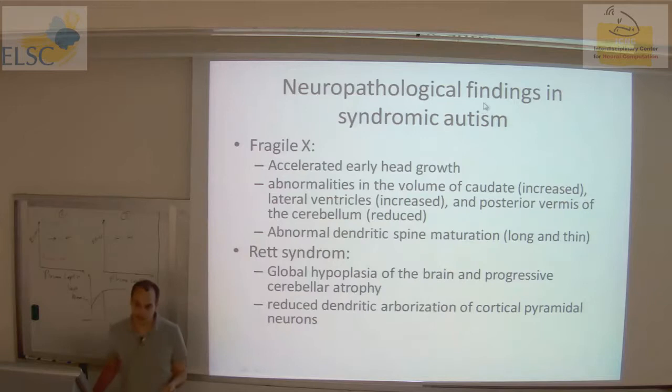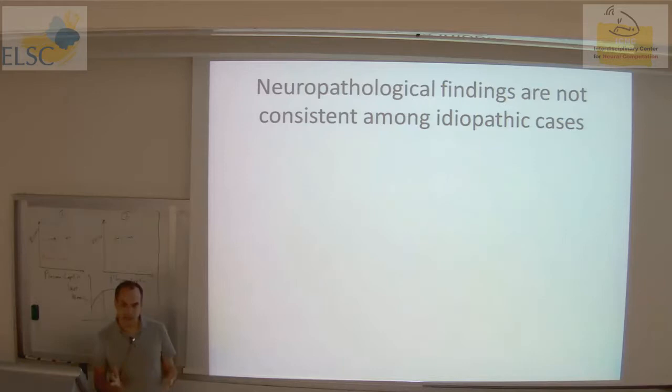However, if we look at what we call idiopathic cases, cases where we don't know the cause of autism, we don't see very consistent findings. Again, this is just because they have different etiologies. You take a group of individuals, each one has probably a different cause. So it's actually a group of disorders. There are still some things that we do see.